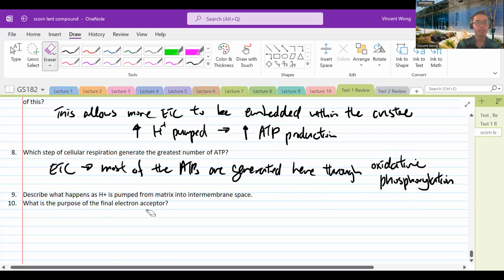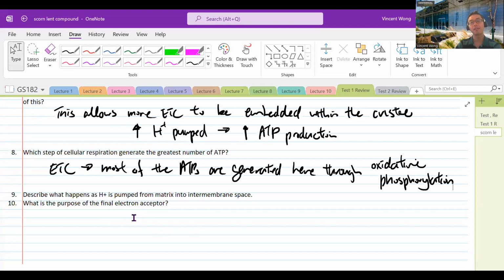And finally, the purpose of the final electron acceptor. We also mentioned this multiple times last week, so I'm just going to tell you verbally. The final electron acceptor, the oxygen, is going to pull the electron away from the last protein in the ETC, so it doesn't clog up the whole chain, right? Because if you clog up the chain, we won't be able to deposit additional electrons, and we won't be able to generate the gradient, and therefore we won't be able to make ATPs. Okay, so there you have it. That is a review for the test.